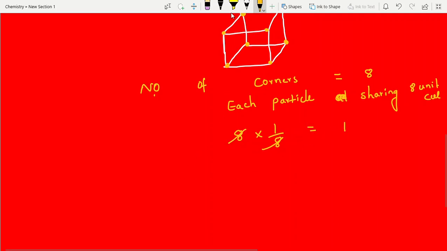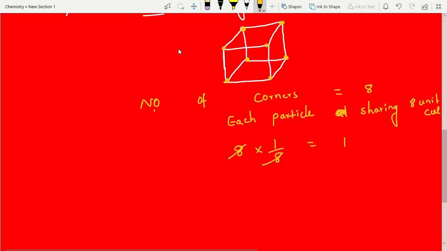Next one, body. Look into this, students. This cube has only one body.